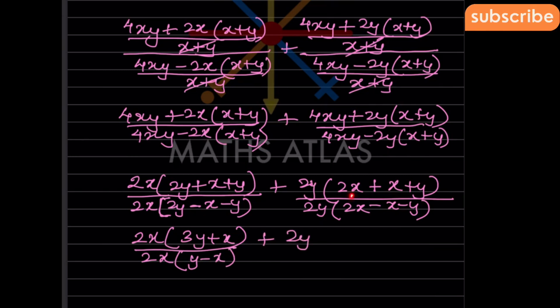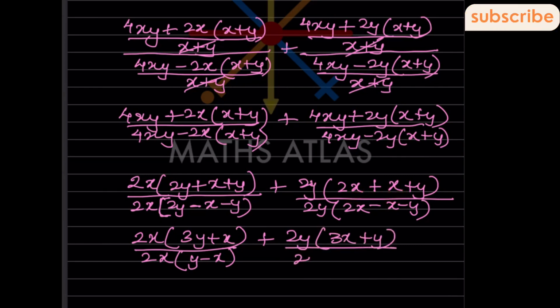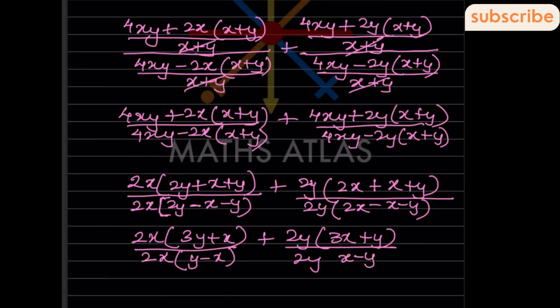And here again 2y will be here. And here what we can see common is 2x and plus x. That is going to be 3x plus y. And again this 2y is as it is. And here, 2x minus x, that is going to be just x. So that is going to be x minus y.